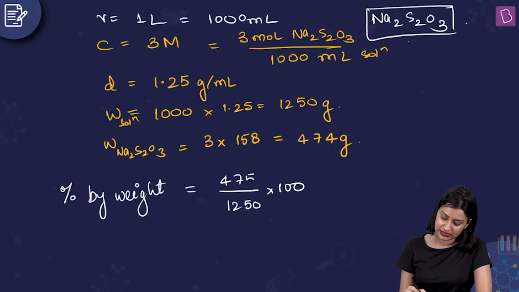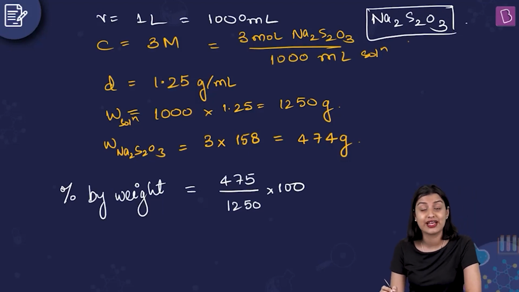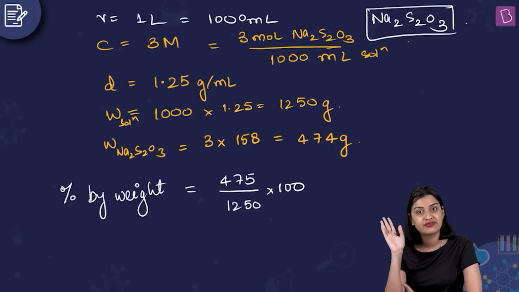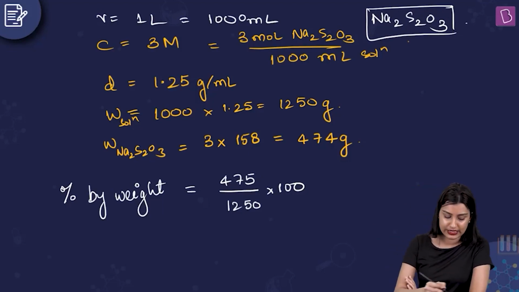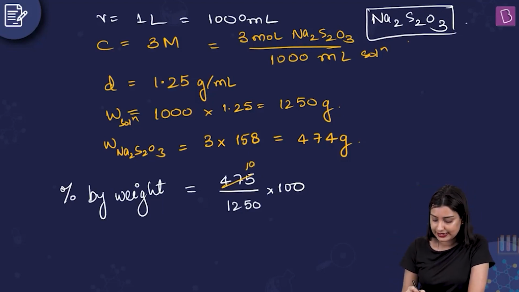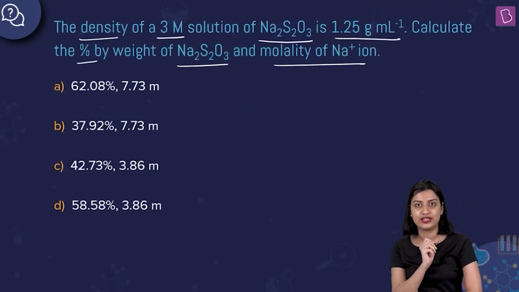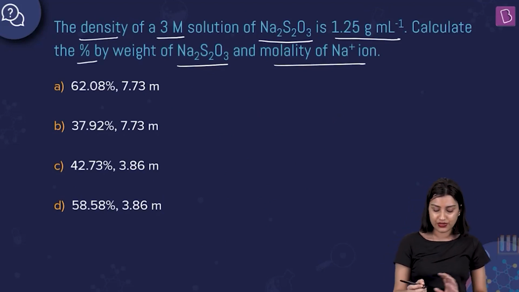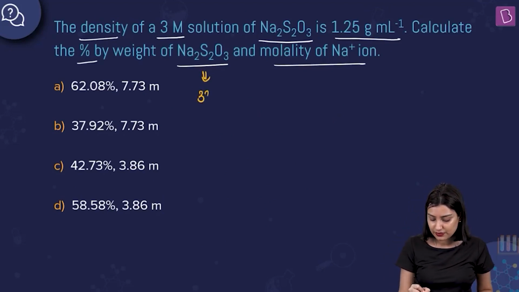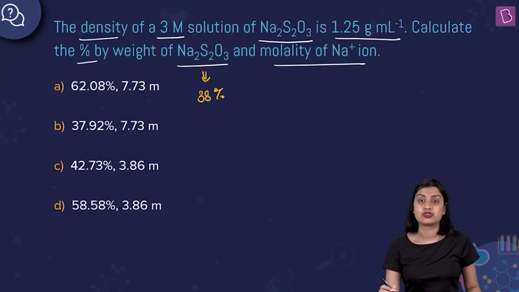I am approximating this 474 to 475 so that I can cancel it by 25. So 25 into 20 is 500, 500 minus 25 is 475. So then I will cancel this. This will go 19 times and this will go 50 times, right? This will go once, this will go twice. Your percentage by weight is 38%. You have 38% by weight Na2S2O3 in the solution.